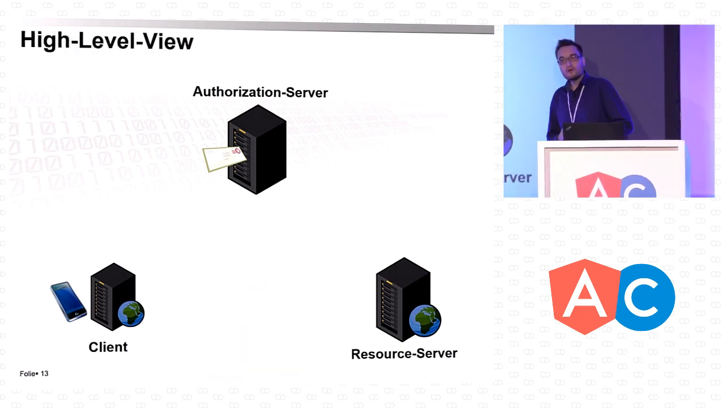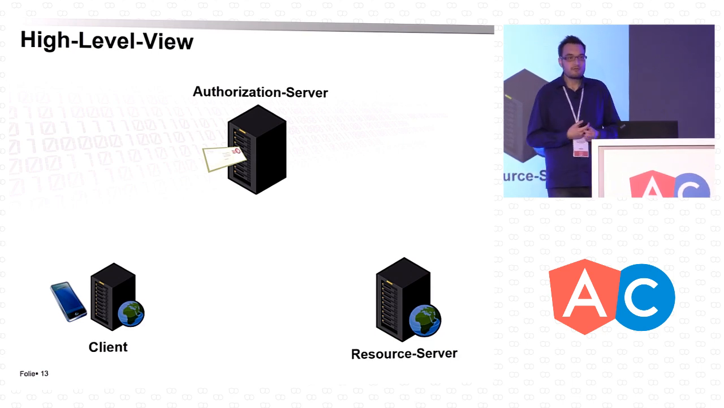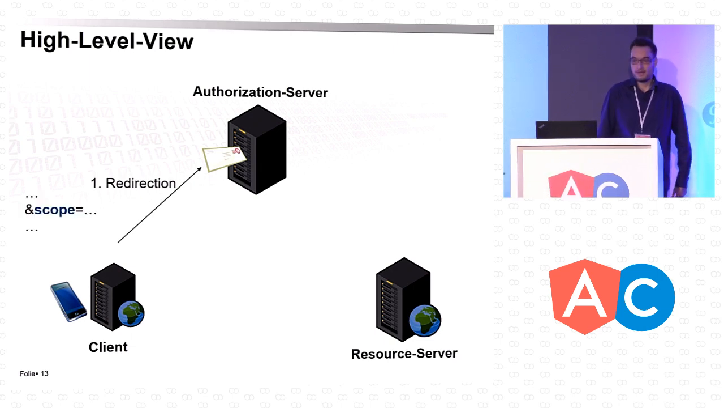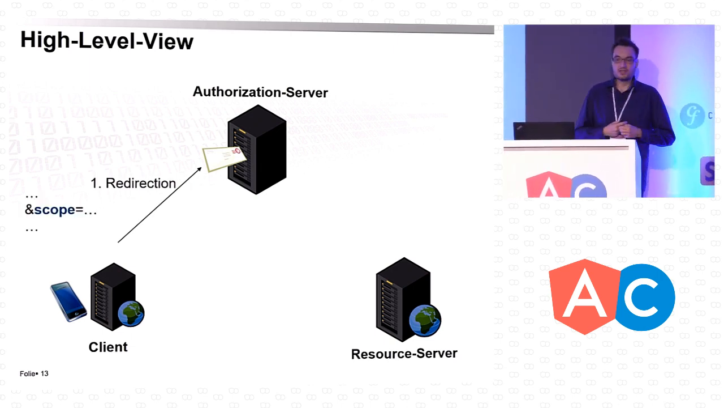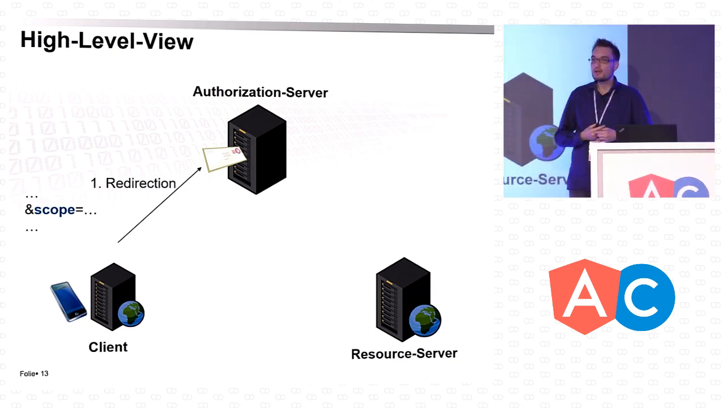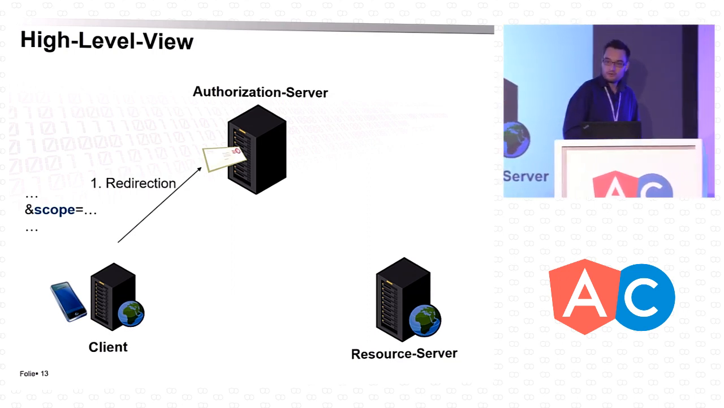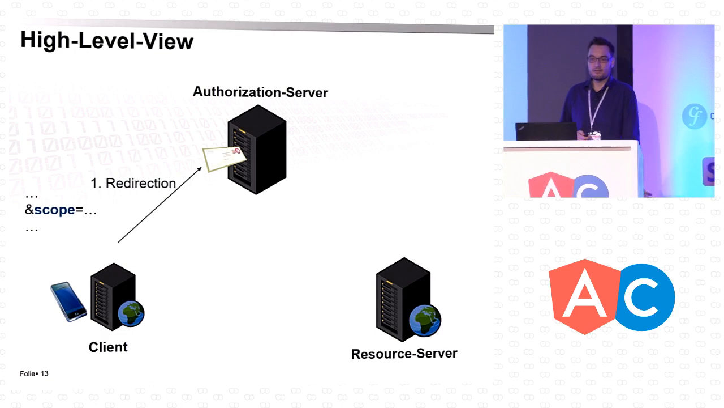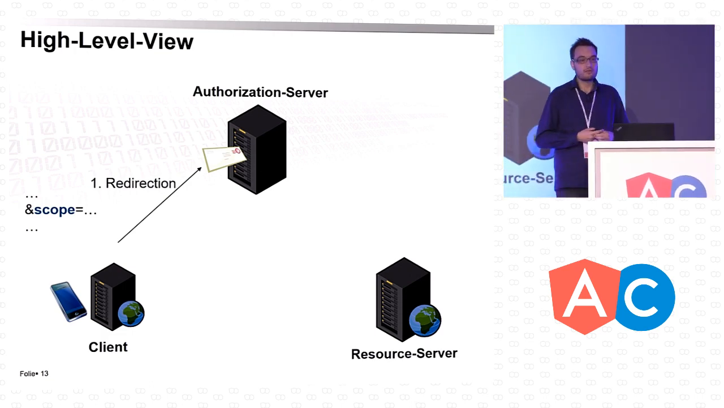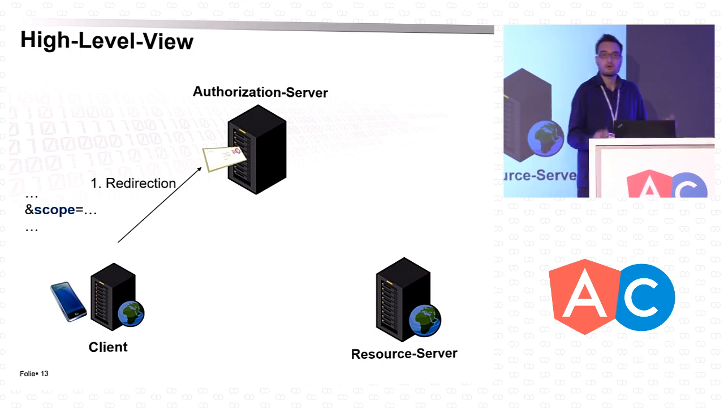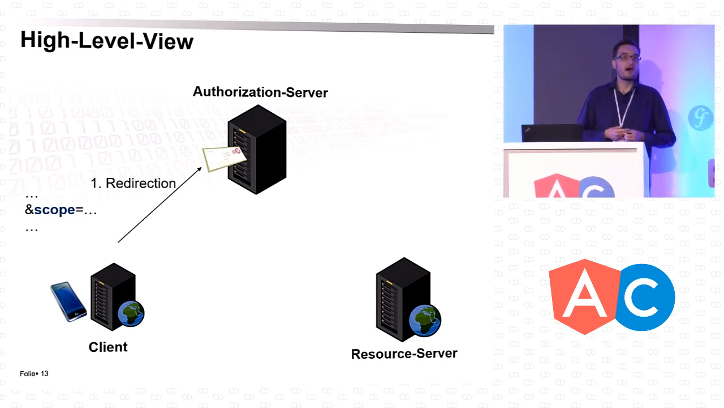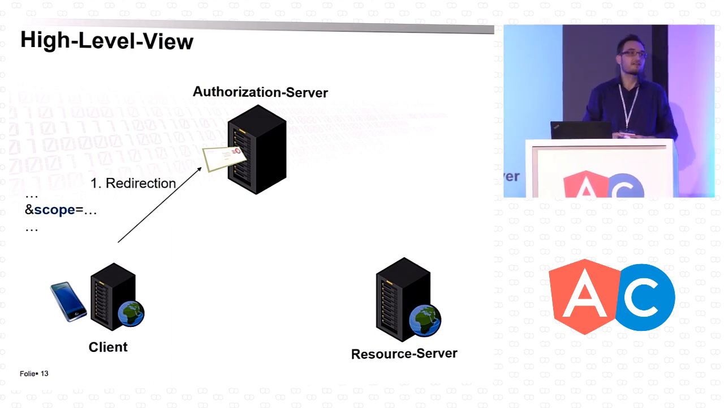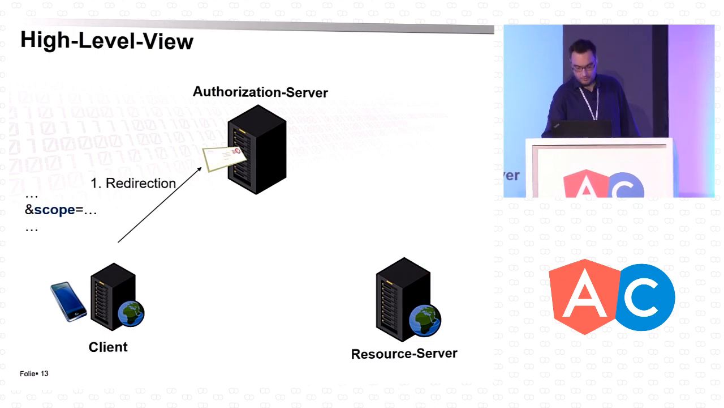When you look at OAuth from a high-level perspective, everything begins with the client redirecting the user to the authorization server. And as part of this redirection, the client transmits a variable called scope. This scope denotes the rights the client wants to have from the user. When the user arrives at the authorization server, the user has to log in, and then the authorization server asks the user, do you really want to delegate these rights to this client? And then the user says no, and we're done.